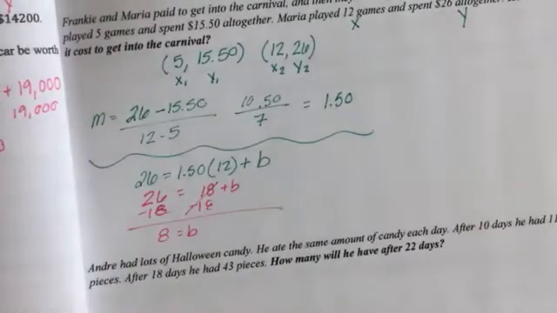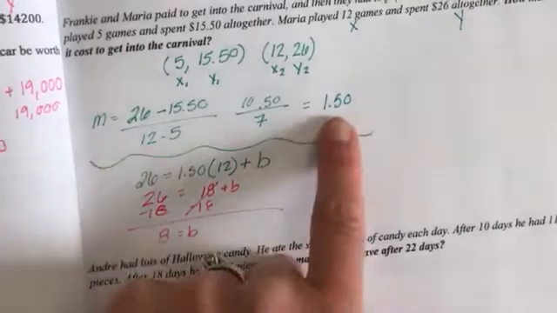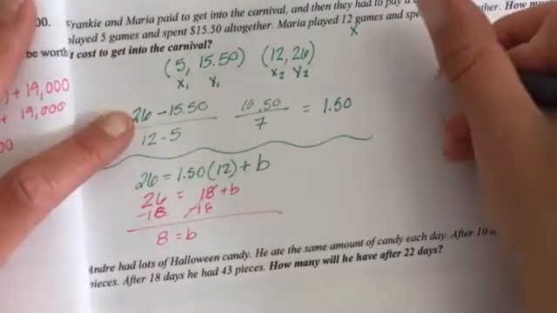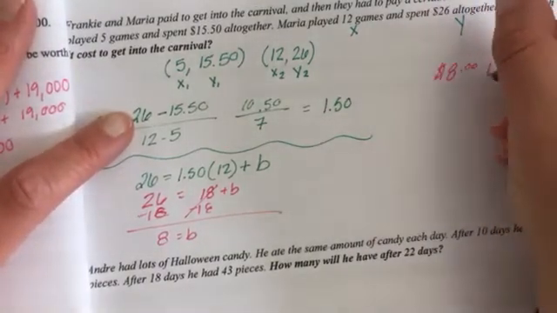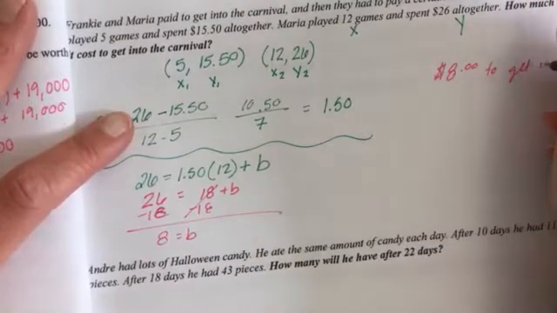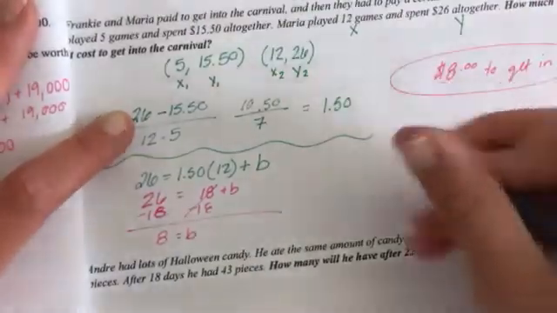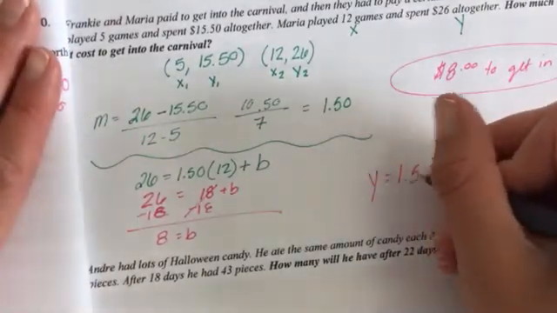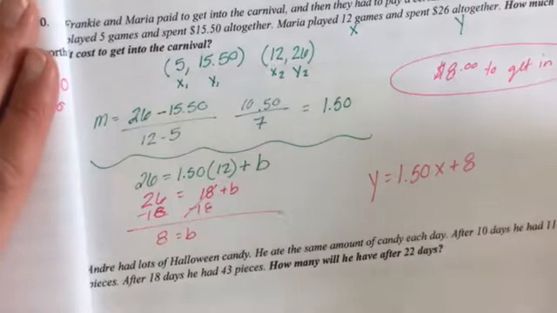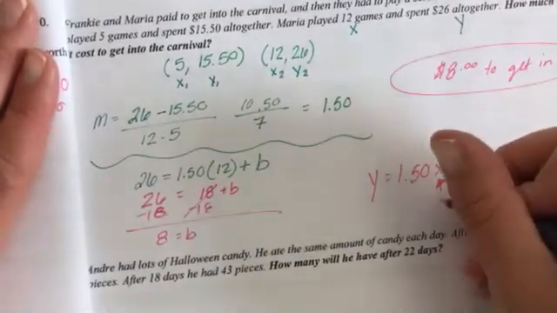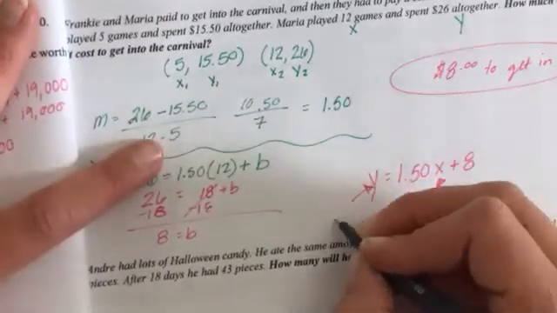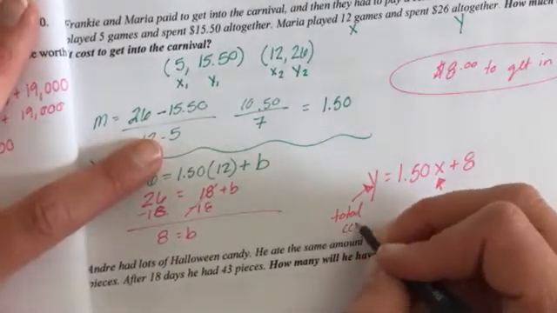So what does that tell us? $8 is the fee to get in, $1.50 is the cost per game. So how much does it cost to get into the carnival? $8 to get in would be your final answer. If you wanted to express this as our equation just for good practice, the slope is 1.50 plus the $8 to get in. This is the number of games. This would be the total cost.